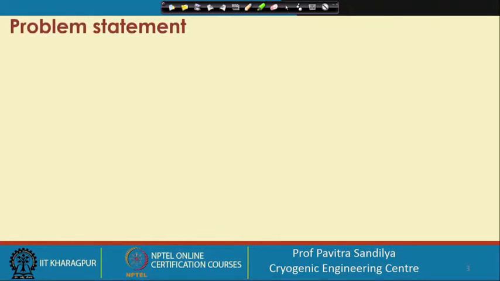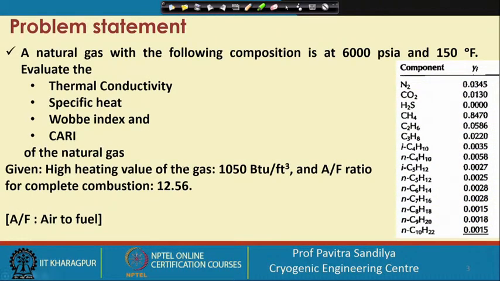Now, we see the statement of the problem. It is like this: we have a natural gas with this particular composition at this pressure 6000 psi and 150 degree Fahrenheit. Now, this particular composition was also considered in the previous lecture, where we were finding out the thermophysical properties of the natural gas, and we have kept the same composition because we will find that some properties will be taken from the earlier lecture in this problem too.